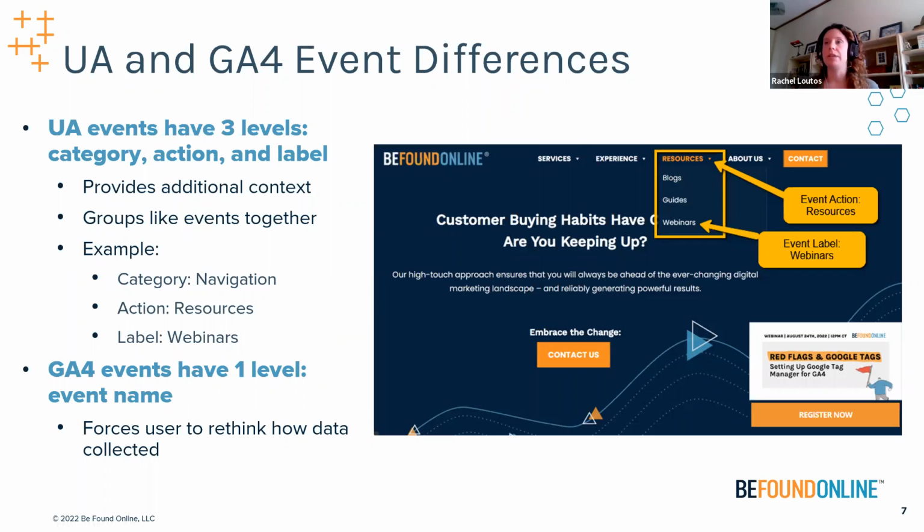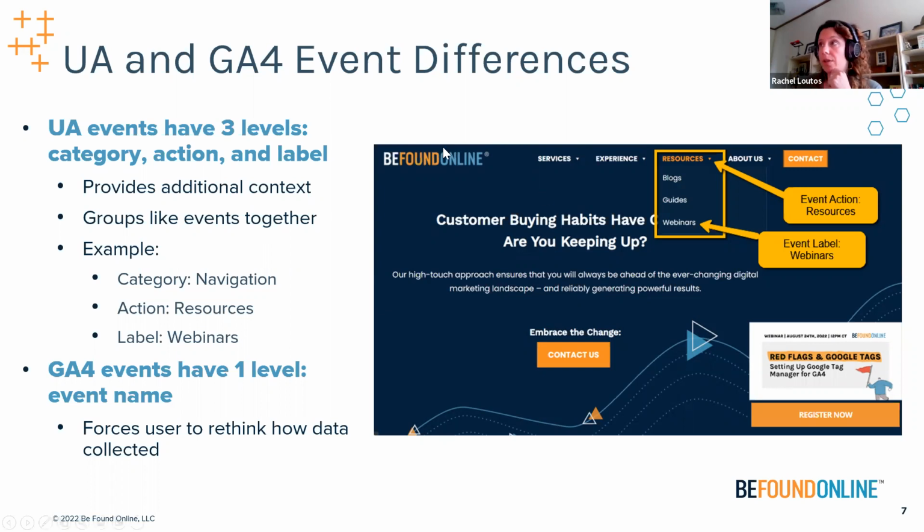Okay, so now let's look at the differences between UA and GA4 events. There's one really big one, right? So in UA, events have 3 different levels: category, action, and label. The purposes of these levels are to give you additional information and context about the event, and to group these different events together where it makes sense to do so, right?